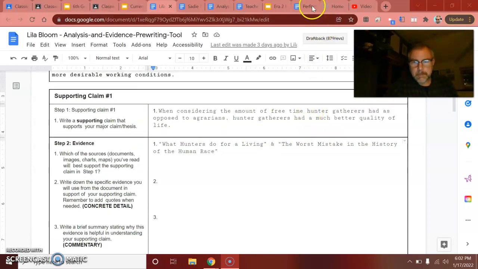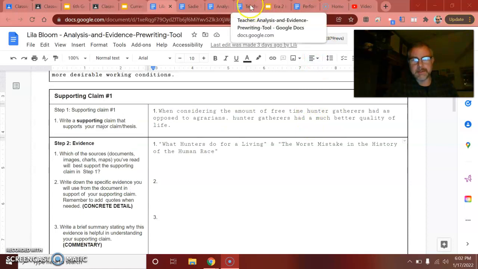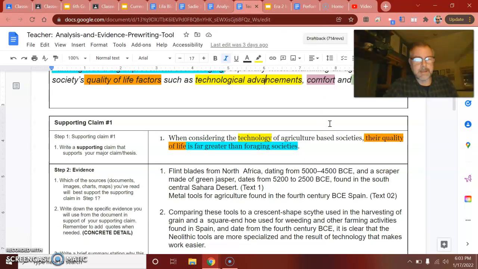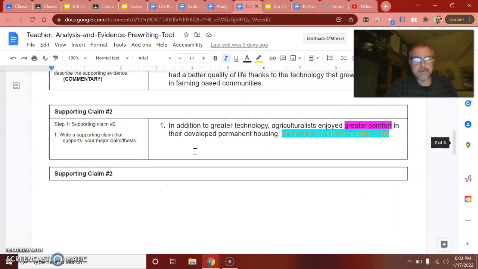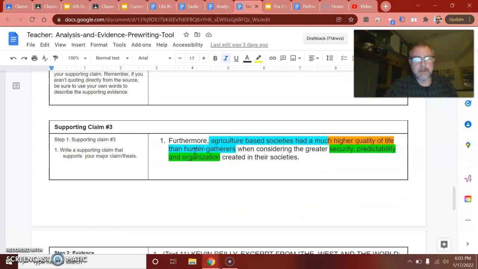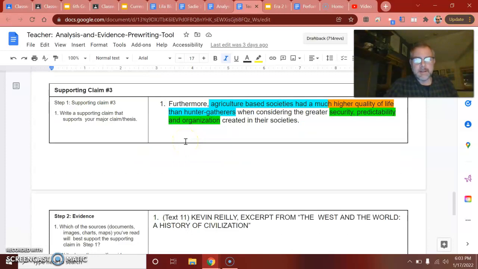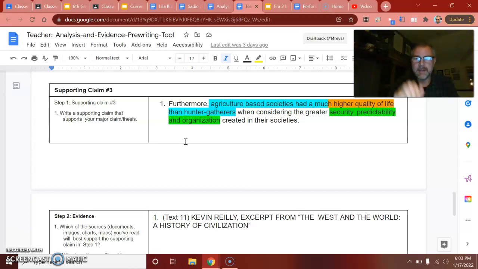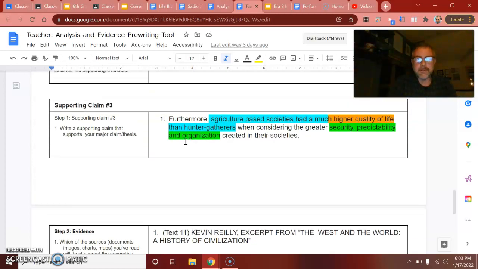That's great. I'm just going to show you my teacher version where I've done this. I've got my major claim. I've got my supporting claim number one, supporting claim number two, and supporting claim number three here. I'm going to zero in on supporting claim three first because it actually is a line of text, and that's probably what many of you will be using. There are some sources here that were images that we examined, and I'll show you that as well. So the first thing I did is I've got my supporting claim.